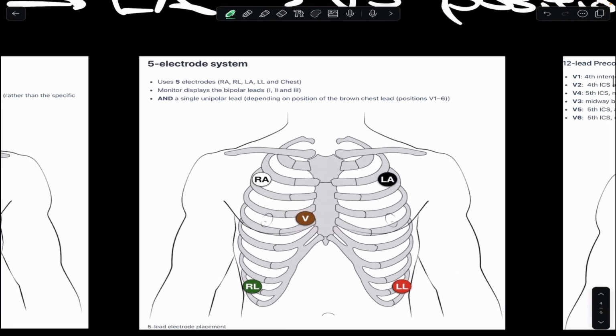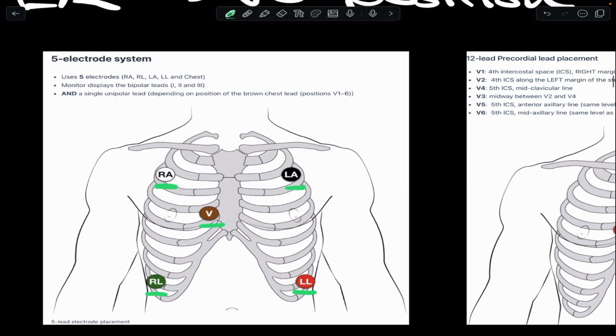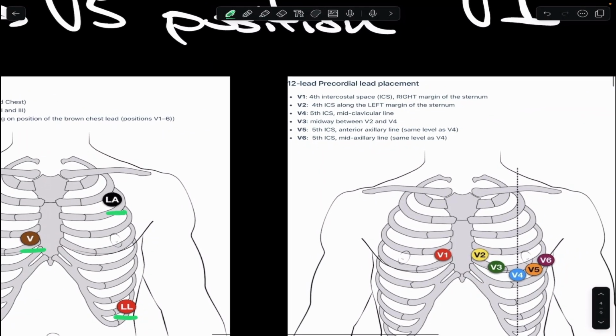Now, the next step up from there is going to be the 5-electrode system, which has the same 4 quadrants that we just talked about. Then it also has a 5th electrode that's most commonly placed just to the right of the sternum in the 4th intercostal space.